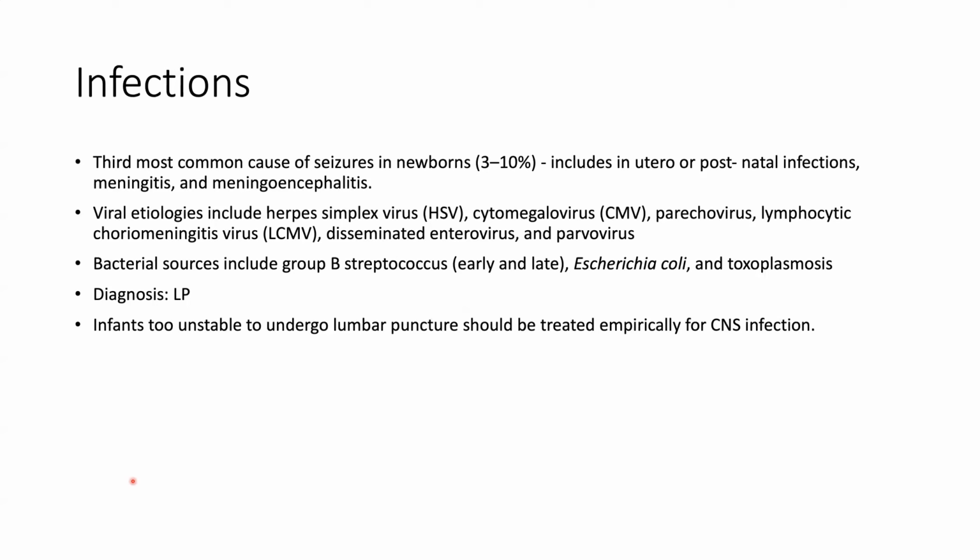Bacterial sources include group B streptococci. These are, as you know, classified into early and late GBS infections. All gram negatives are important. E. coli is the most important of them. And you should also remember neonatal toxoplasmosis, that is as a result of in utero infection.